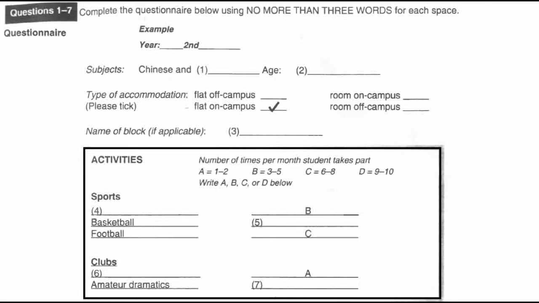Now look at the questions for Section 1 of the test. Section 1. You're going to listen to a conversation between 2 people, a postgraduate student and an undergraduate student. First, look at questions 1 to 7. As you can see, you have to complete the blank spaces in a questionnaire.